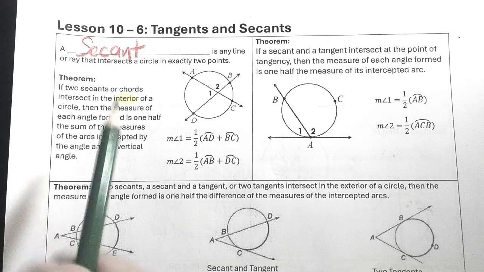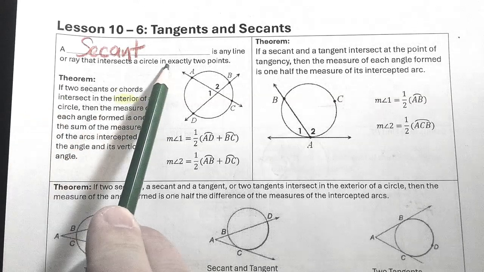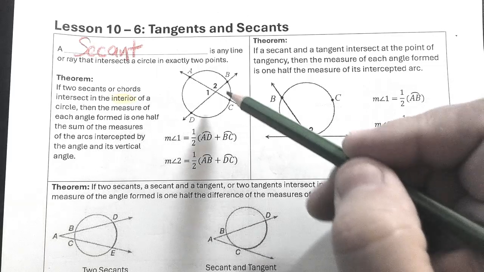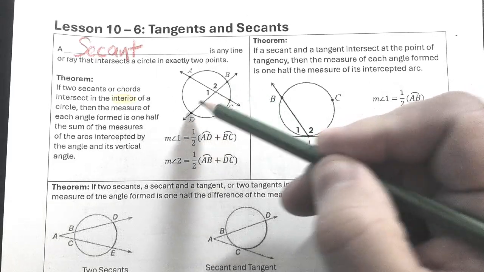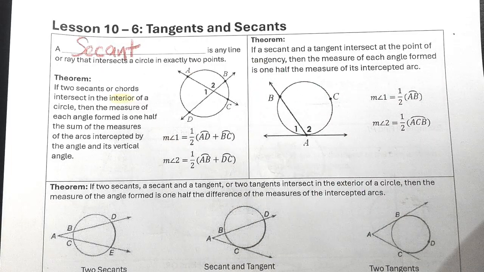All right, so a secant is any line or ray that intersects a circle in exactly two spots. Up until this point, we've been focusing on stuff inside the circle, a chord. But if it goes outside, if it goes through it, that's a secant.